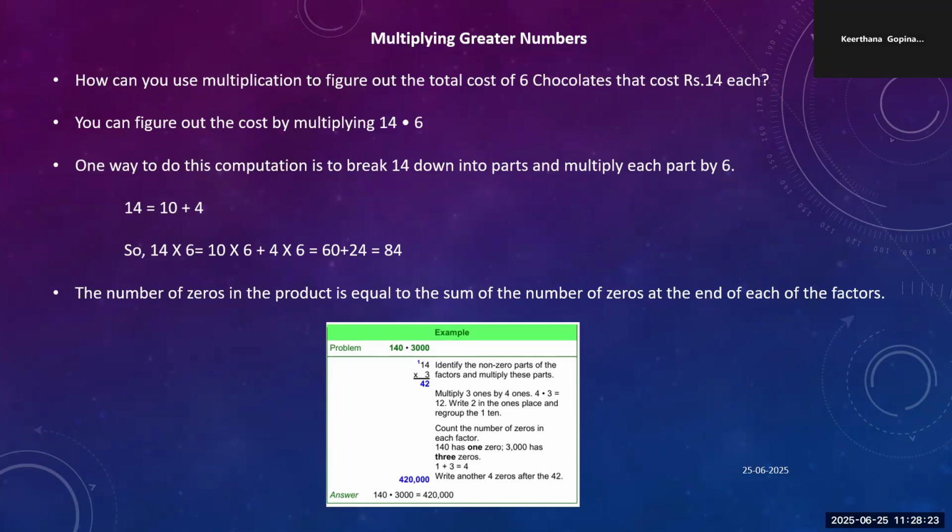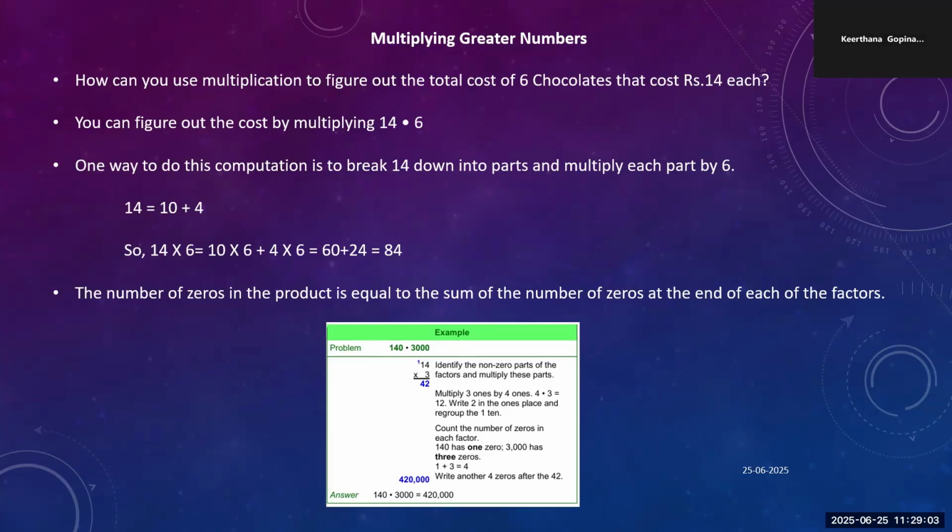When there are zeros in multiplications, all you have to do, when the zeros are at the last of the numbers, is add the zeros. That is all. That is one rule. I'm sure you are aware of this rule. In multiplications, if the numbers end with 0, that is the unit digit is 0, all you have to do is add the zeros to the result that you get.